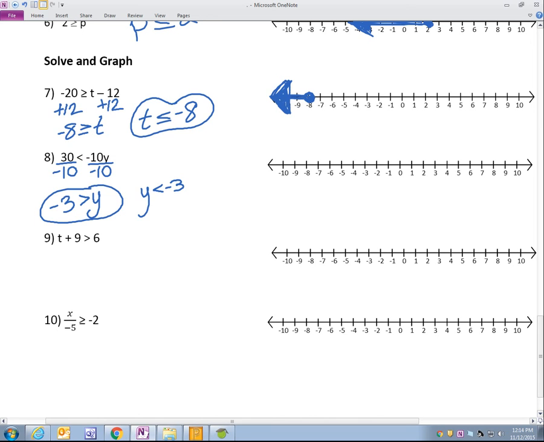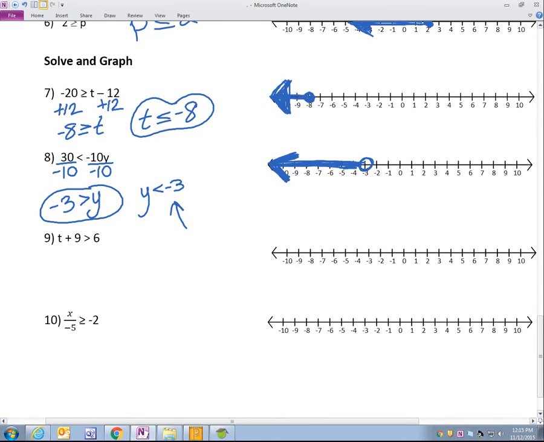Next one. Negative 3 is greater than y. So I'm going to go to negative 3. And I rewrote it right here so I know which side my arrow ends. So it is not colored in because it is not less than or equal to. And there's my arrow.